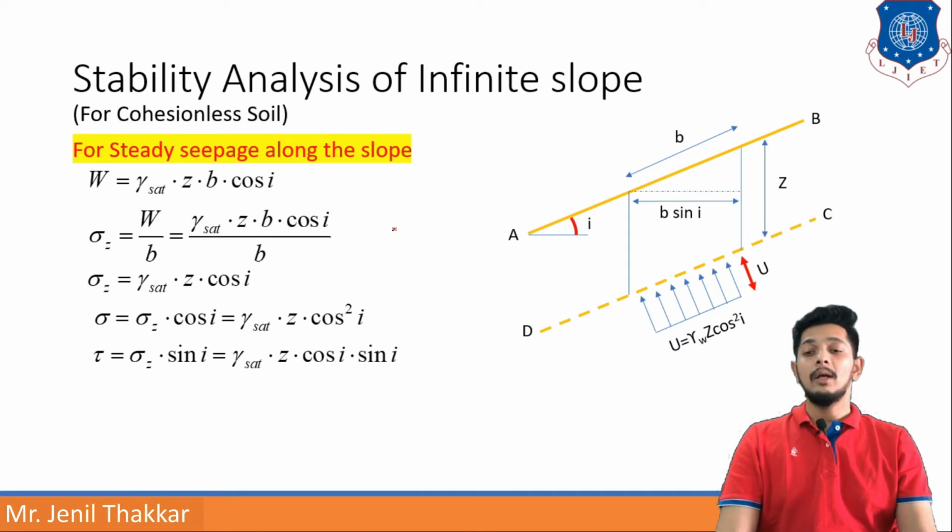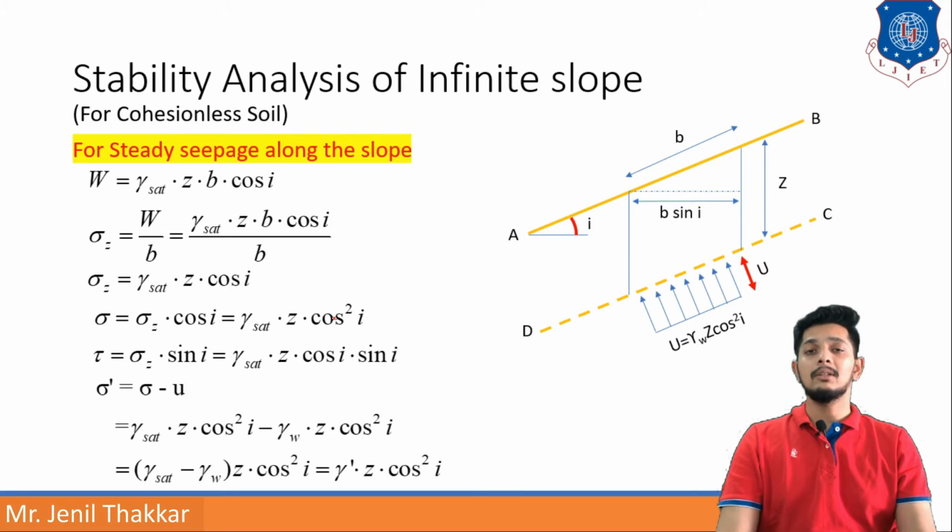Here sigma is equal to sigma z cos i, tau is equal to sigma z into sin i. Here sigma z value is gamma saturated into z into cos i. So sigma can be written as gamma saturated z into cos square i, and tau can be written as gamma saturated z into cos i into sin i. So these are the equations for steady seepage along the slope.